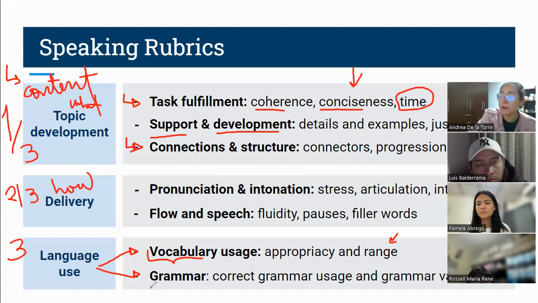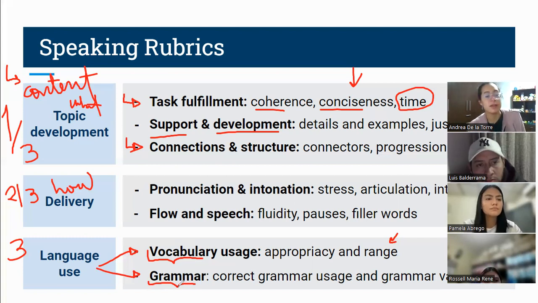And finally, grammar, which is pretty much the same as vocabulary. You're obviously not supposed to make so many grammar mistakes because that can lower your score. But it's okay if you make one or two, no problem. I mean, there may be some people that speak correctly, but even native speakers make grammar errors. So it's okay if you guys make one or two grammar errors, no problem.